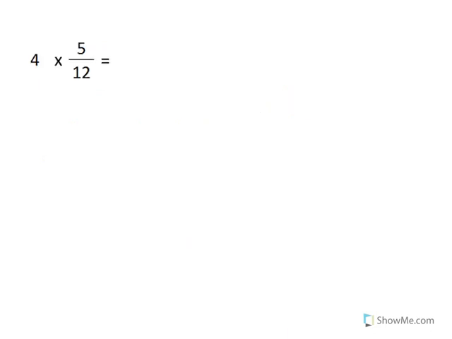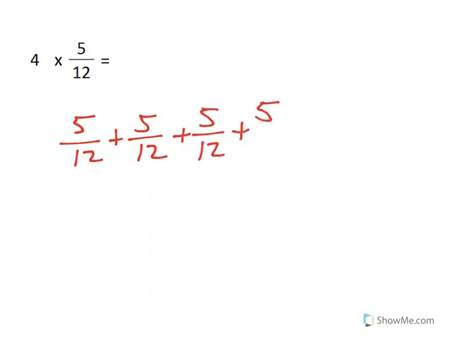Let's take a look at our last problem. I'm multiplying 4 times 5/12. Again, I'm going to repeat add 5/12 four times. Now, my denominators are the same, and they stay the same. And I'm going to add the numerators, 5, 10, 15, 20. Here I end up with 20/12.